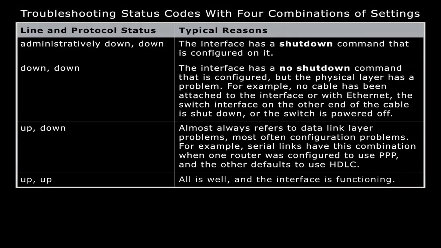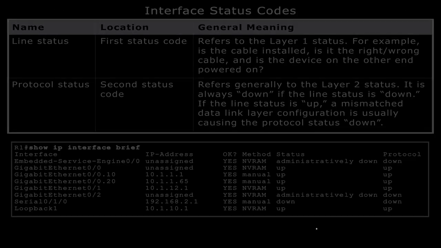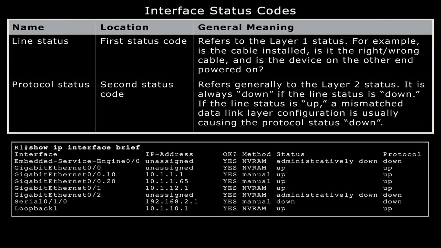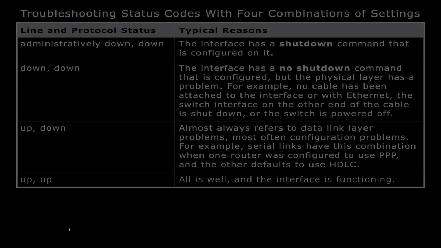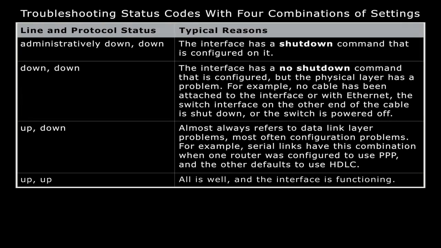Now, what about up down? Do we have any interfaces here that are up down? I do not see any interfaces that are up down here. But what would that imply? Well, if we are up down, I want you to think about a layer 2 problem. So we can successfully see each other across the physical cable. That's why we're up. But we're down because I can't speak the same language as you.